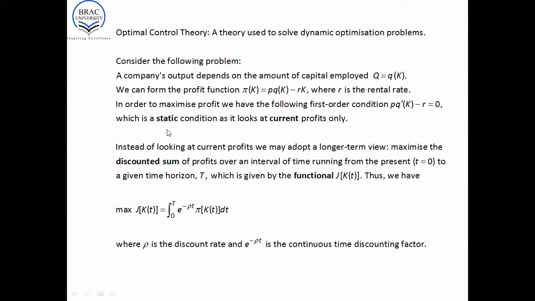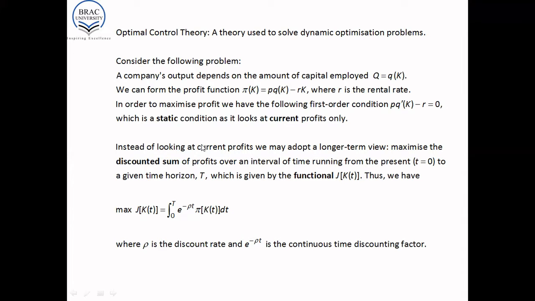Now, this is a static condition, right? It looks at current profits only. This is the sort of static condition which we have encountered in our studies of economics, in microeconomics and in mathematical methods for economics. Whenever we encounter a profit function, a utility function or a cost function, we maximize or minimize it, and we obtain a first order condition in which we differentiate it and set it equal to 0. So this is a static condition.